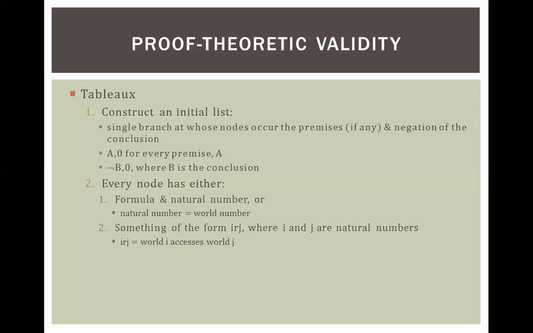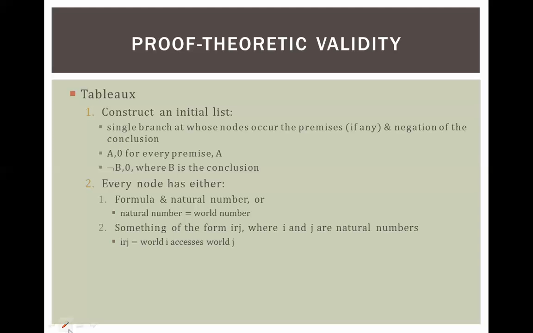You'll start with your initial list, and this is of course the premises and the negation of the conclusion, right? Just like we were doing before. The initial list is the first branch at whose nodes occur the premises and the negation of the conclusion. Every premise is going to be A, and then you're going to put comma 0. So if there's a premise A, then you write that premise and then comma 0. So what do I mean by premise A? I mean whatever that premise is.